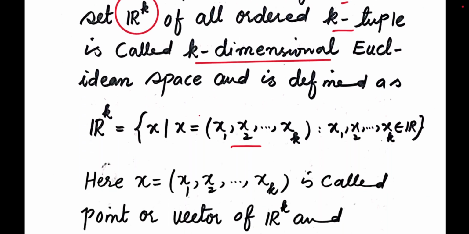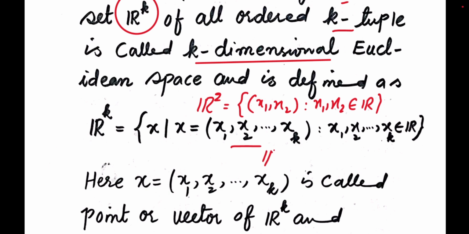This is similar to the case of R square, which you define as the set of all ordered pairs x1, x2, where x1 and x2 are real numbers. Similarly, in the case of R3, you define it as the set of triplets x1, x2, x3, where x1, x2 and x3 are real numbers.